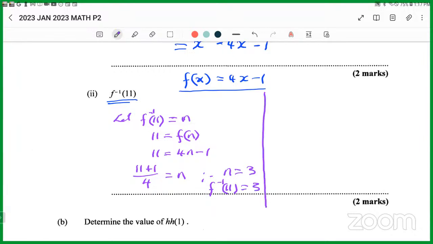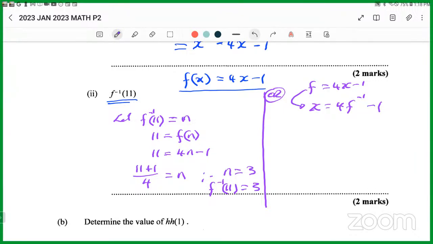Let's do it the normal way though, just to show that you will still get the value of 3. We'll find the inverse first. So f equals 4x minus 1. I'm going to inverse that, and the f becomes x equals 4 times, and this x becomes f to the minus 1, minus 1. There's a method where you can avoid it, but I have to transpose this now. Make that the subject.